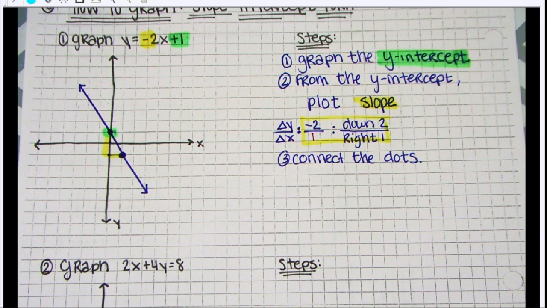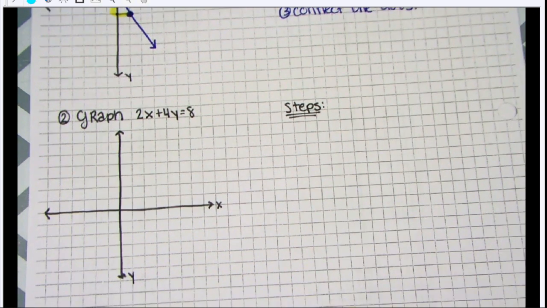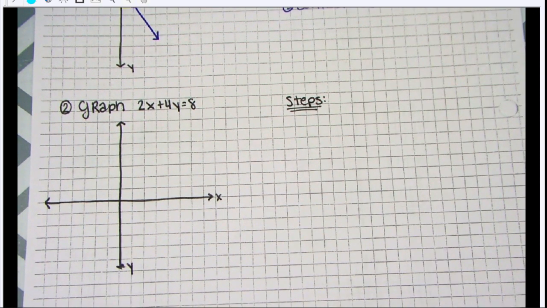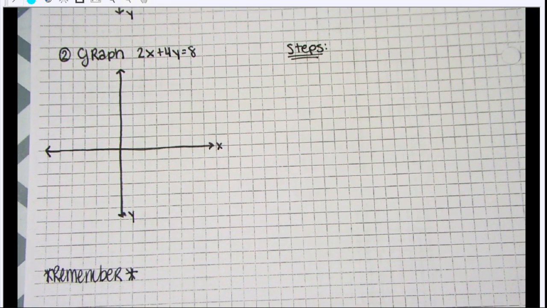All right, let's try the next one. Graph 2x plus 4y equals 8. Graph 2x plus 4y equals 8. What do I have to do here? I got to solve it. Why do I need to solve it? It's out of order. Good job. It's not in y equals mx plus b form.